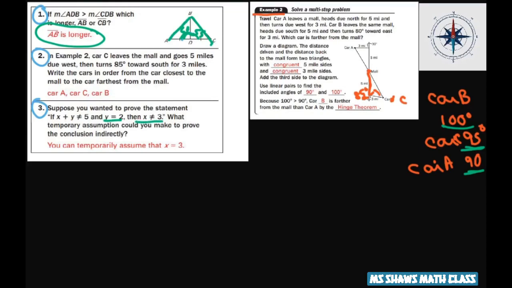So what we're going to prove that this is false, basically, because x has to be 3, we can prove the conclusion indirectly. So we assume that x equals 3, prove that it equals 3, and then prove that this statement is false.